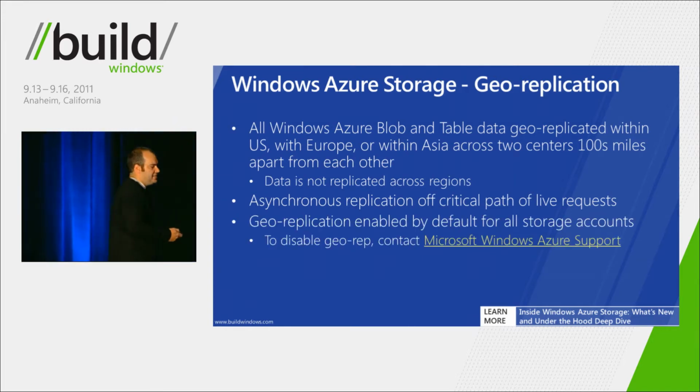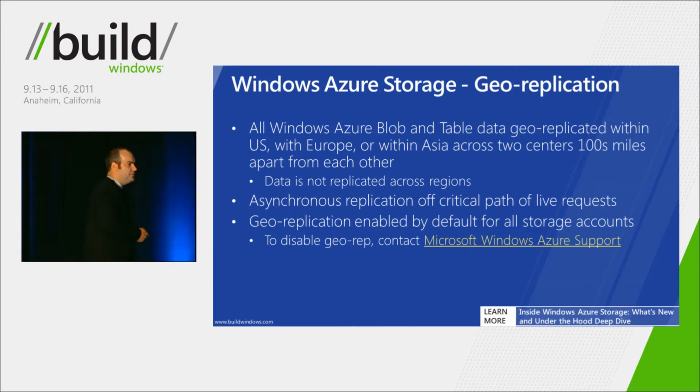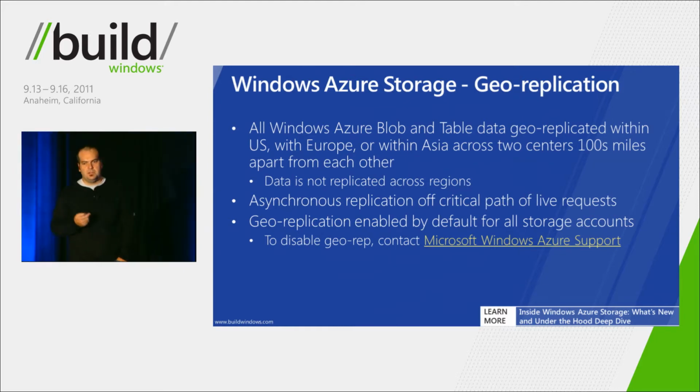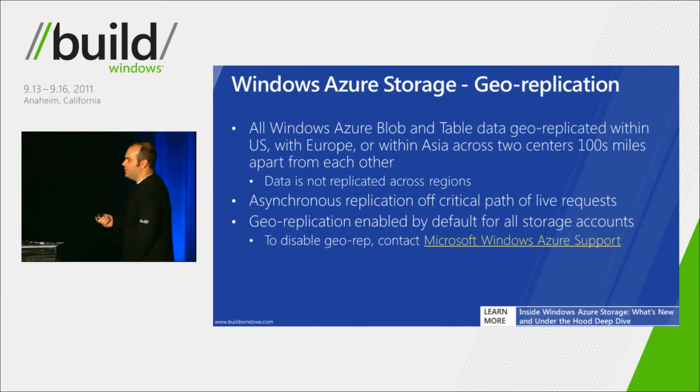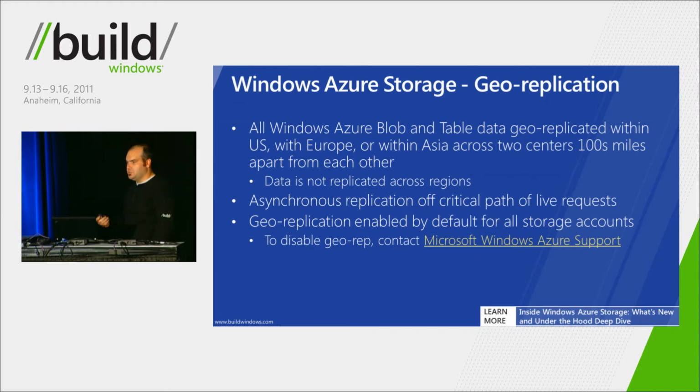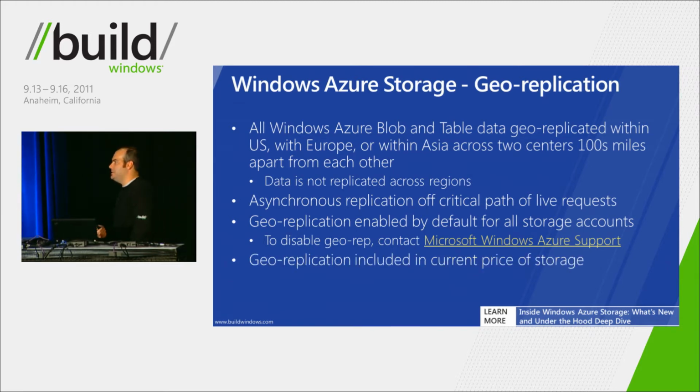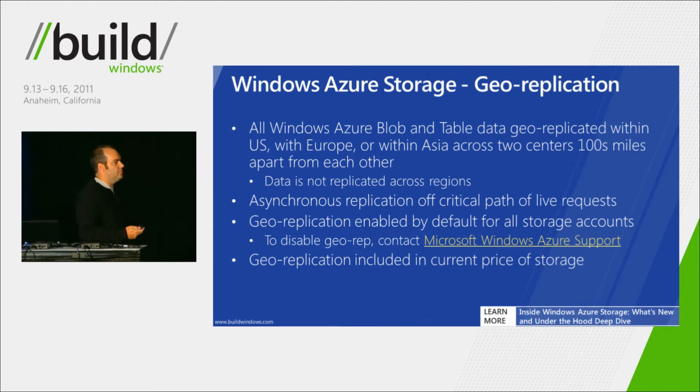The geo-replication is enabled by default for all storage accounts. If you want to disable it, then you can contact support and have it turned off for your storage account. And then to get access to that data in a situation where there is a kind of a disaster or that kind of situation, you also contact Microsoft support. Geo-replication is included as well in the price for storage. So we're not adjusting any of the prices for storage. We're just not charging anything additional for providing geo-replication for disaster recovery.